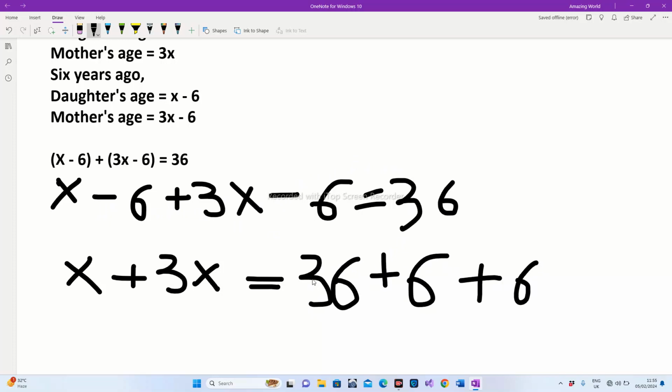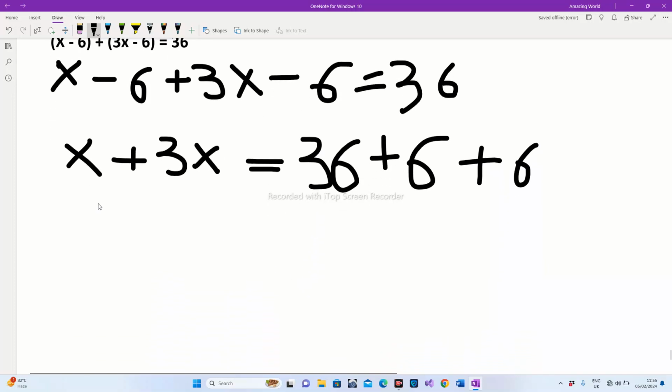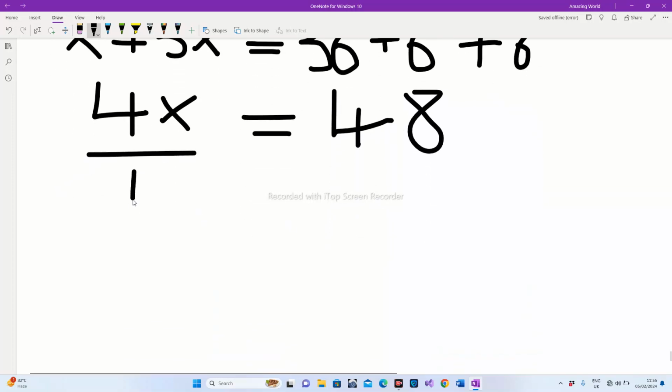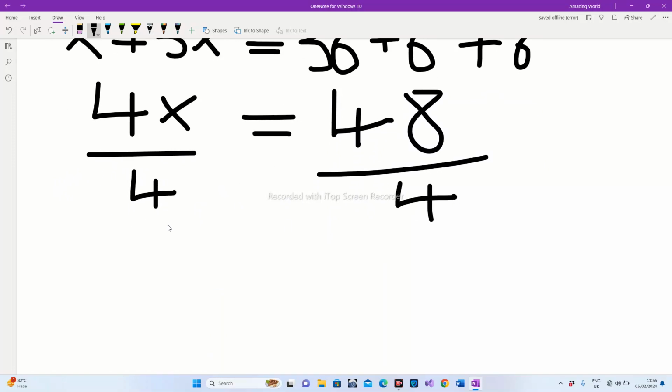I hope this is very well explainable. So we have that 4x is equal to 36 plus 6 plus 6. That will give us 48. Yes, 48. And you should know what to do next from here: we have to divide both sides by 4. I hope this is very well explainable.